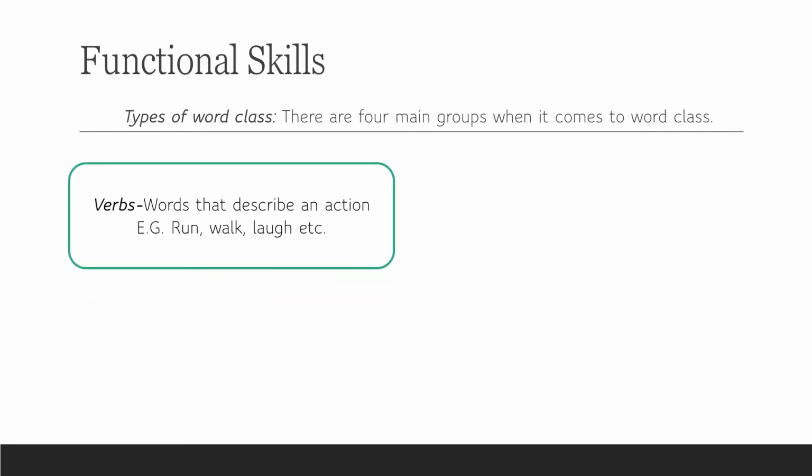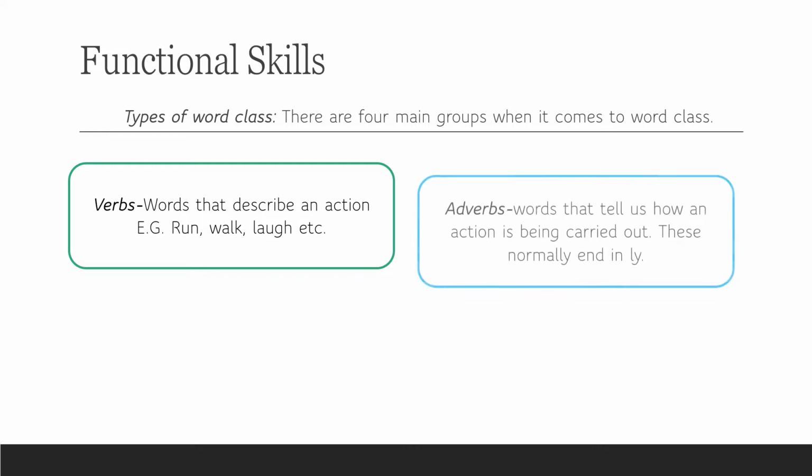So first thing, the most common one potentially is verbs. Now these are words that describe an action. So it might be something like to run, walk, laugh, anything really where someone's carrying something out. So anytime it's an action, it should be a verb.